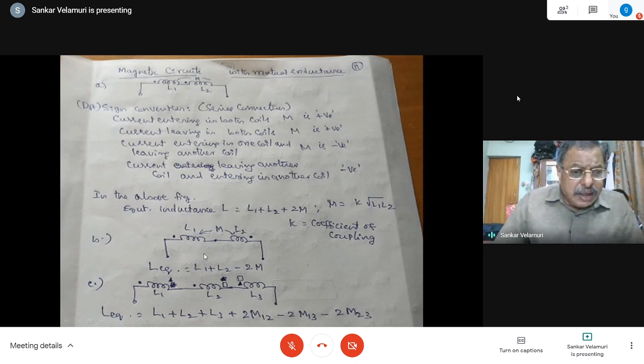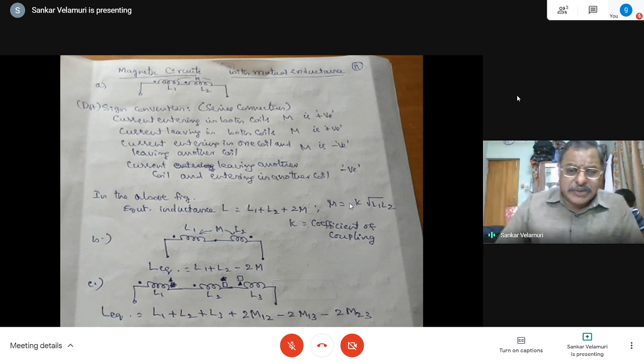Now, in a similar context we can use the same thing. Here you can see this is series opposition, so L equivalent is equal to L1 plus L2 minus 2M, and for series aiding L is equal to L1 plus L2 plus 2M. Actually, there is a big derivation for this. M12 is the mutual inductance from the first coil's current to the second coil's induction, and M21 is from the second coil to the first coil, with proportionality constant K.